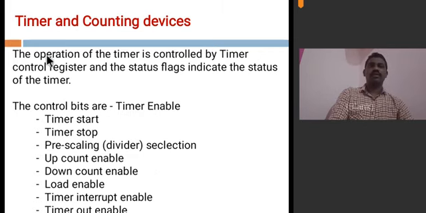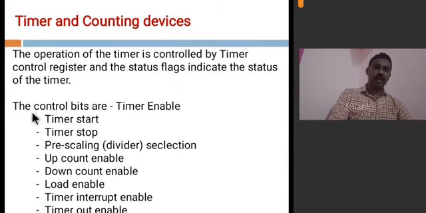The operation of the timer is controlled by the timer control register. With the help of the timer control register, you can control the operation of the timer. That means you can start the timer or stop the timer, and you can fix up count or down count. It's all done with the help of the control register. And the status flags indicate the status of the timer. What is the present status of the timer? Whether it generated an interrupt or it is counting. What count has been done in the timer? These are all known with the help of the status flags.